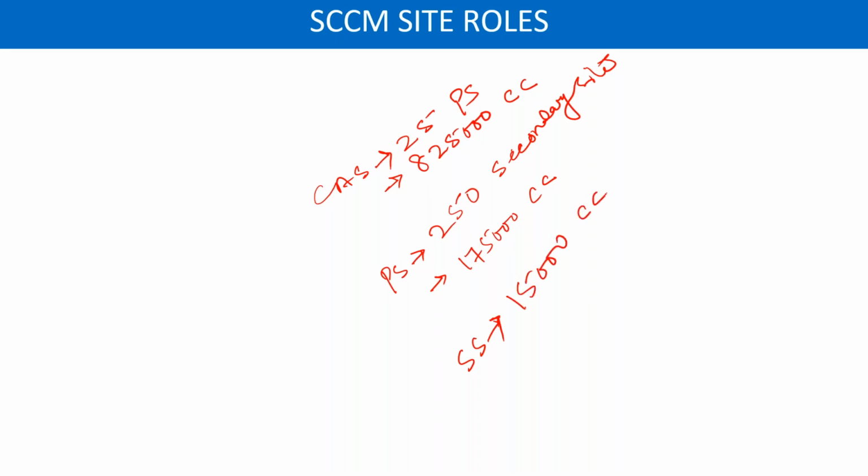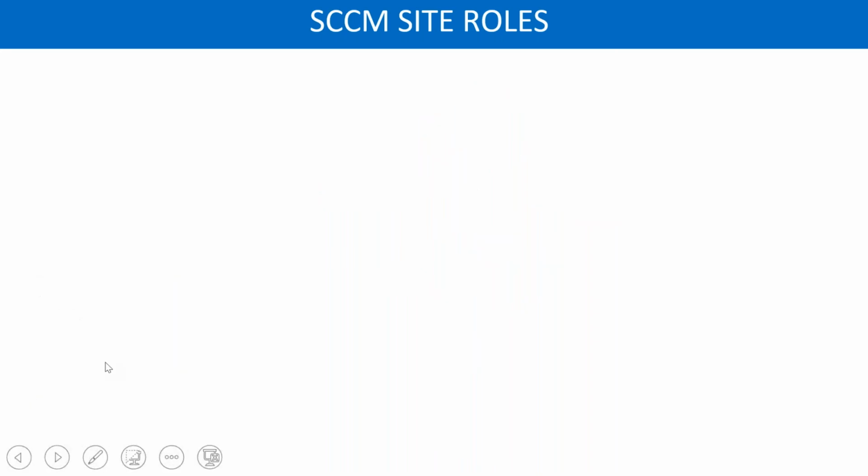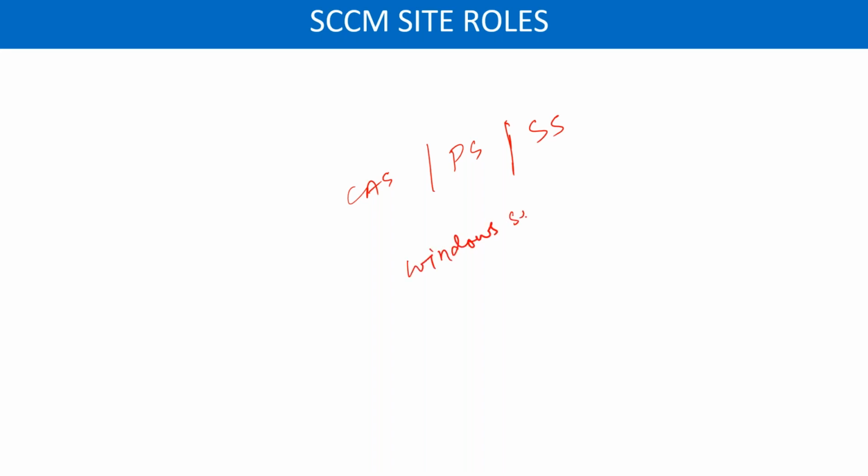Okay. Now all these, CAS, primary, secondary, are installed on which Windows Server, guys? We will install these on which server? 2012 onwards. Right. So Windows Server 2012 onwards or greater. You can install this on 2012, 2012 R2, 2016 or 2019.